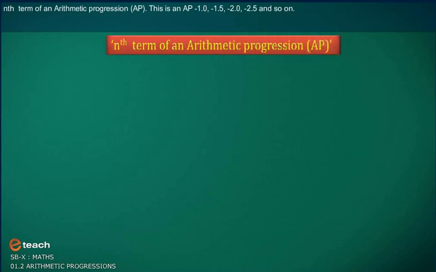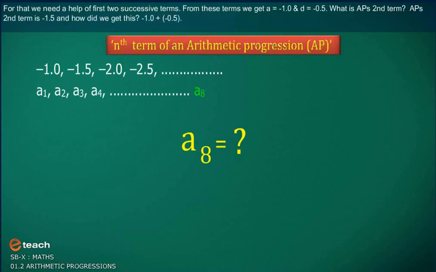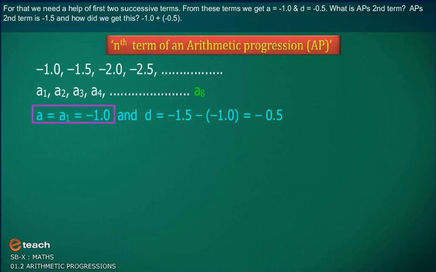This is an AP: minus 1.0, minus 1.5, minus 2.0, minus 2.5 and so on. Now if we start to count its terms, we can count only up to the fourth term. Suppose we have to find out its eighth term. How can we find out? For that, we need the help of the first two successive terms. From these terms, we get A is equal to minus 1.0 and D is equal to minus 0.5.